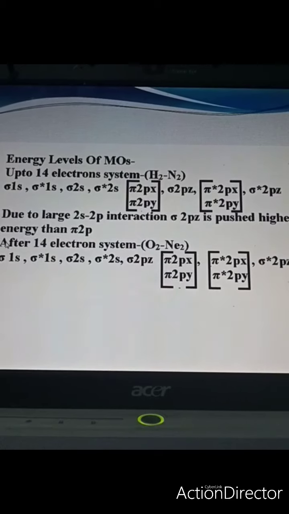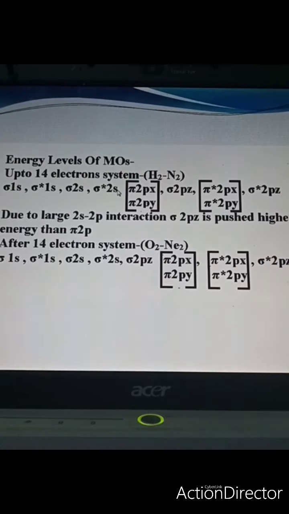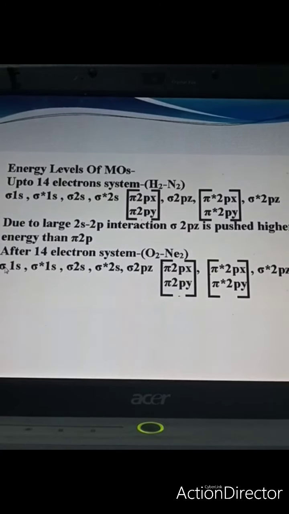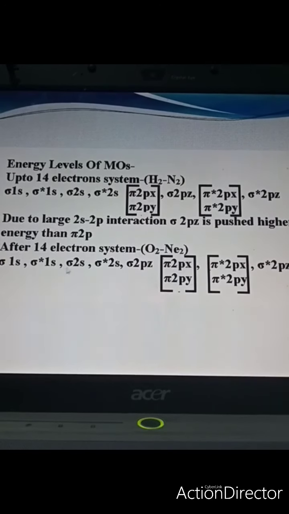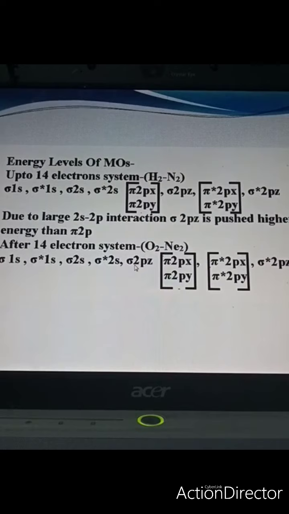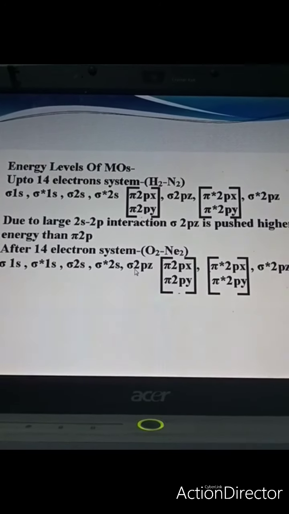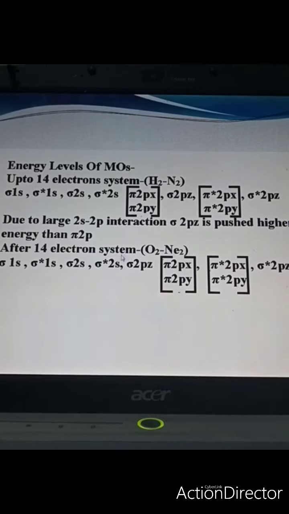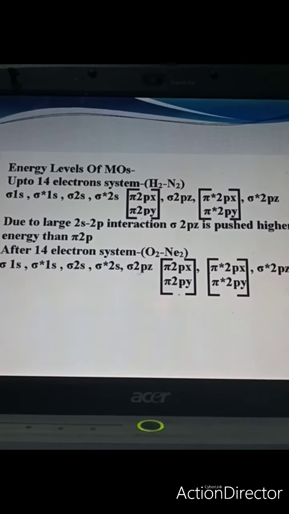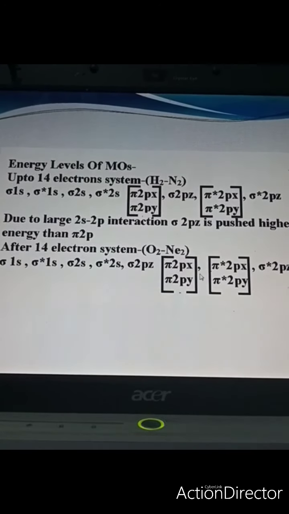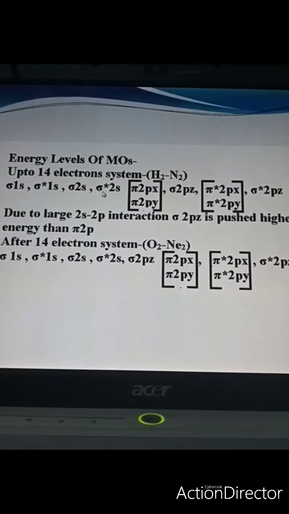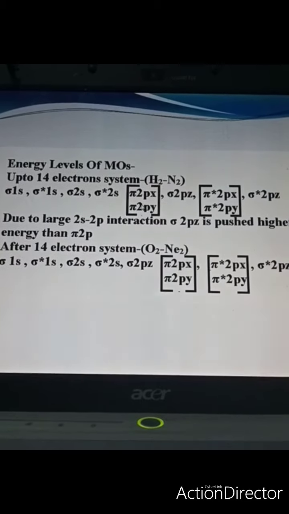After the 14 electron rule, everything will remain the same, the only difference is that this orbital will come here. So sigma 1s bonding, sigma 1s anti-bonding, 2s bonding, 2s anti-bonding, then sigma 2pz will come. Here it was shifted to a higher energy order, but here it will come with the s, and then the pi orbitals and the pi anti-bonding of these two. So this is how the filling of electrons will occur according to the MO rule.